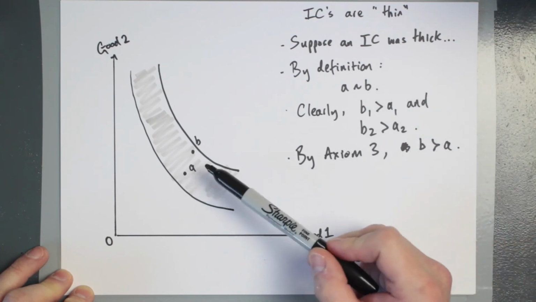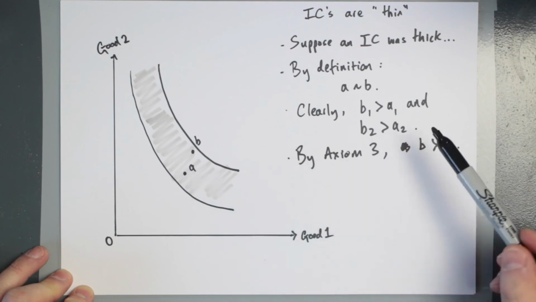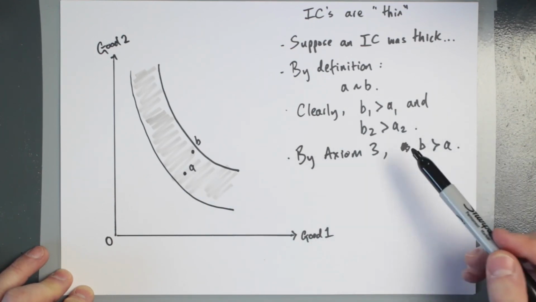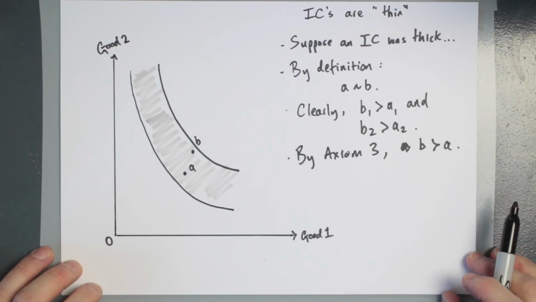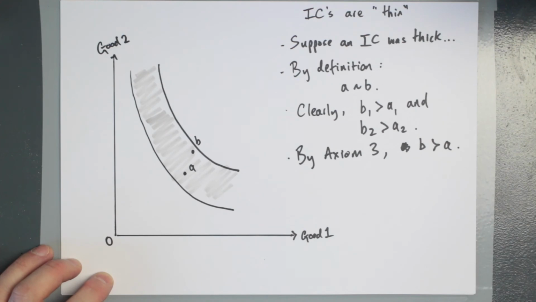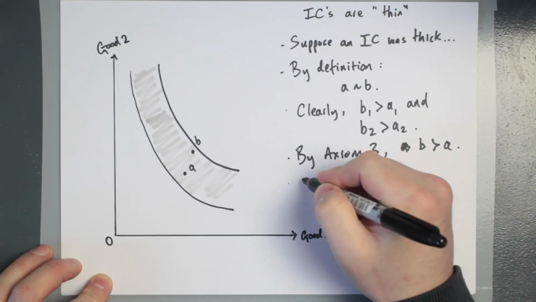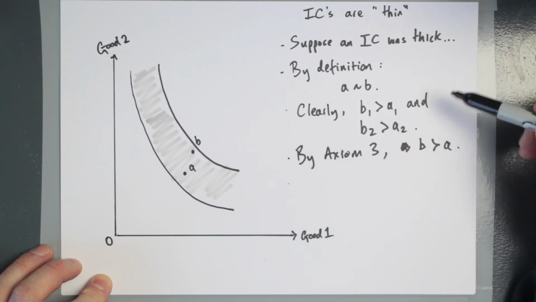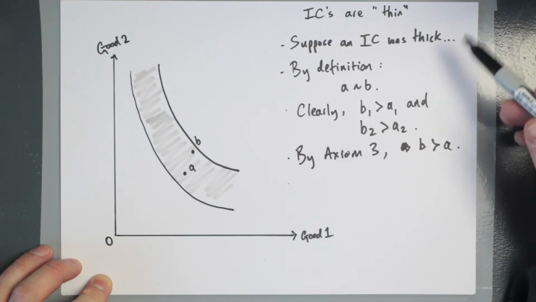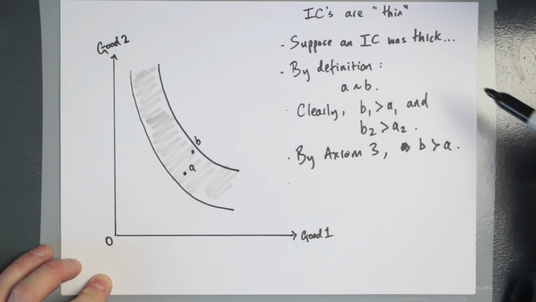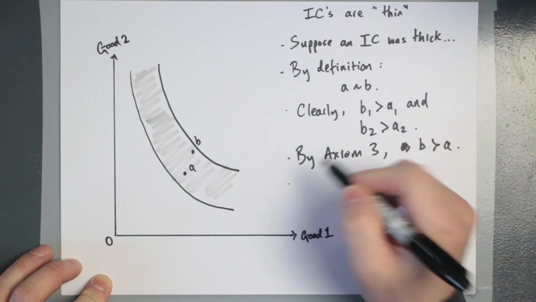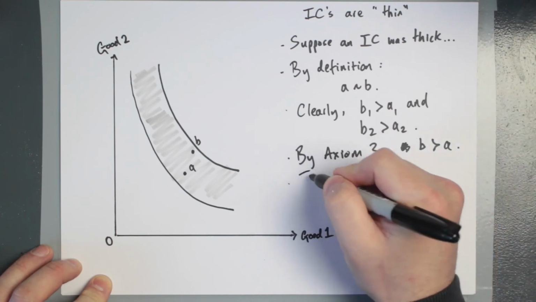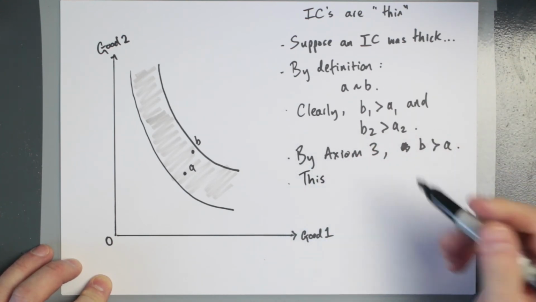But because the indifference curve was thick, we are able to draw an example such as A and B, where B is greater than A, which by monotonicity, the consumer must strictly prefer B to A. So what's gone wrong here? Well, if we remember the axiom of completeness, the completeness axiom said that exactly one of the following is true for all bundles. Our consumer strictly prefers A to B, he strictly prefers B to A, or he is indifferent.